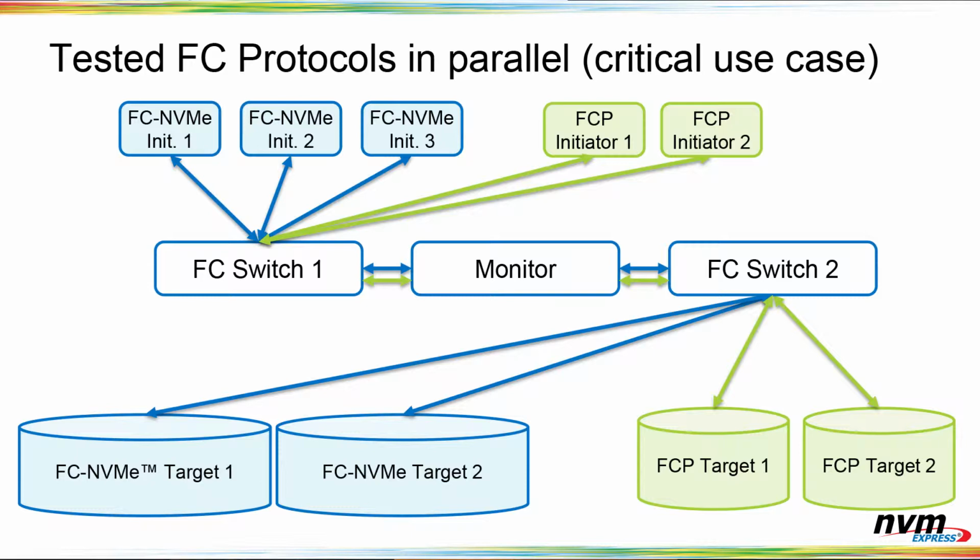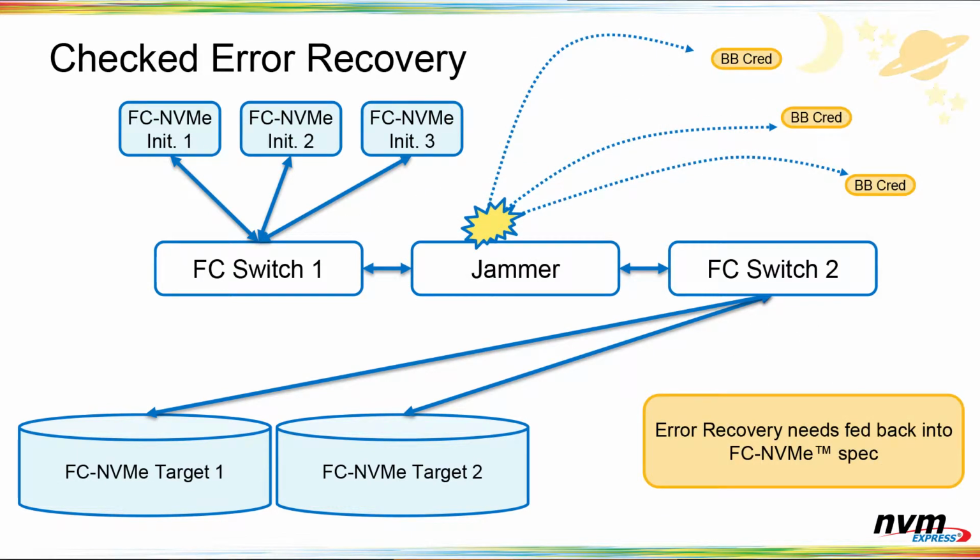People are very interested in seeing that happening. So that was one thing that's been done at PlugFest. Other things we did, check for error recovery in Fibre Channel. We actually had good participation from the test equipment companies and used the jammer for booting buffer-to-buffer credit. That's a very interesting error case.